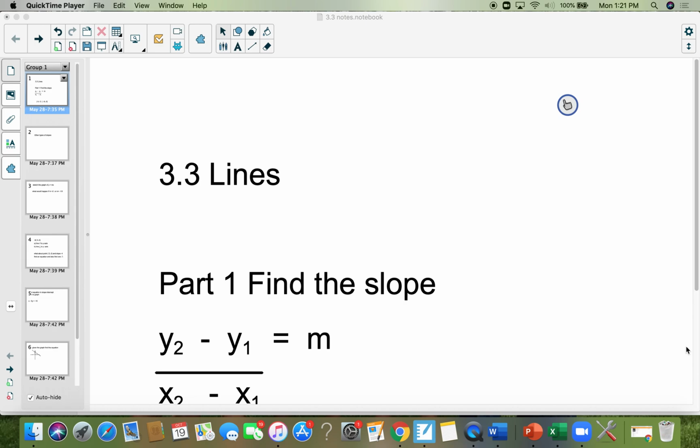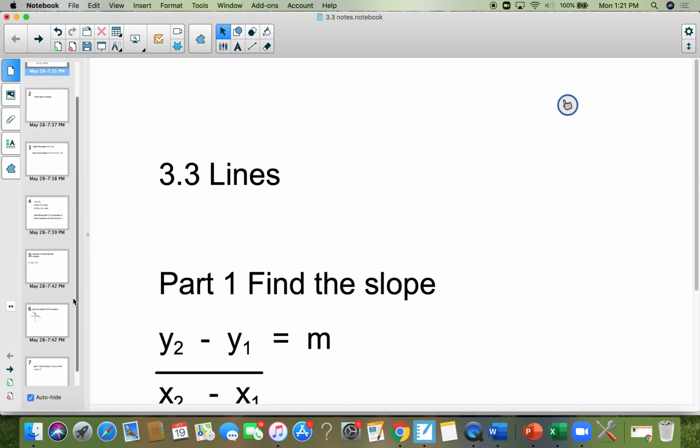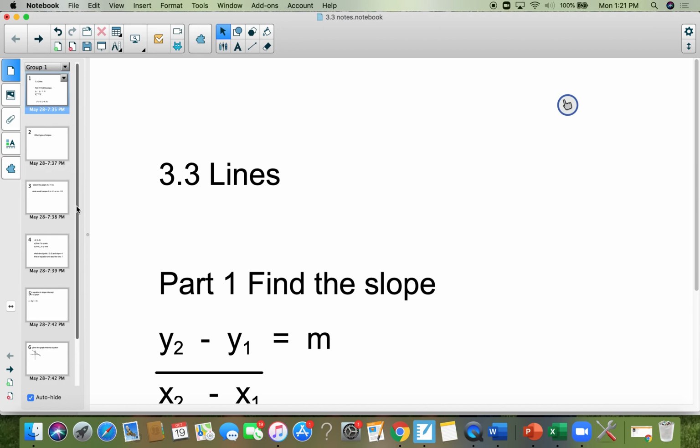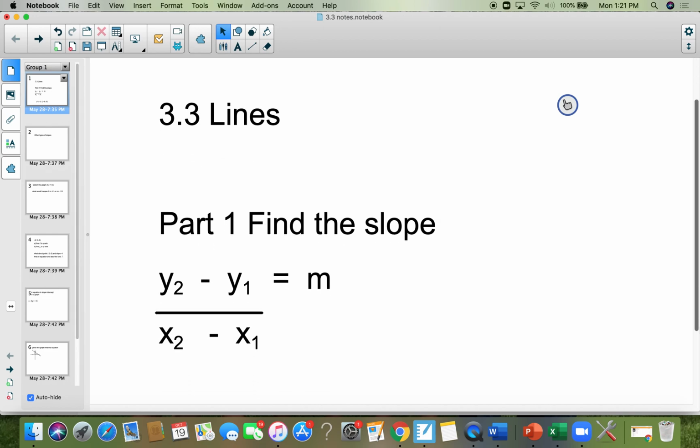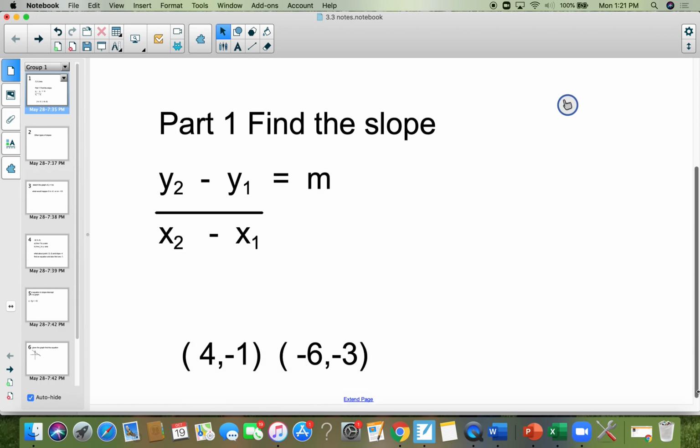Okay, 3.3 is just a review on lines. So we're just going to go through, I think there's 7 pages. Yep, there's 7 pages of notes. I think it's going to go pretty quickly though because it's all review from Algebra 1 and Algebra 2.